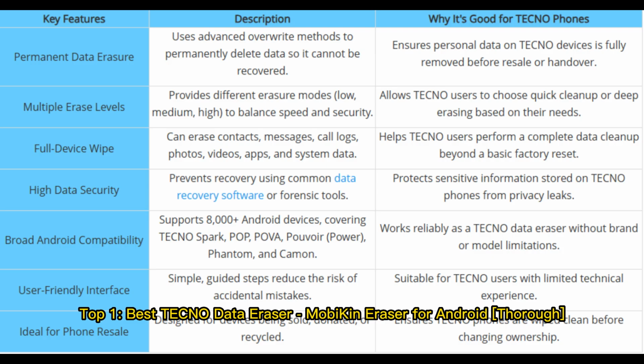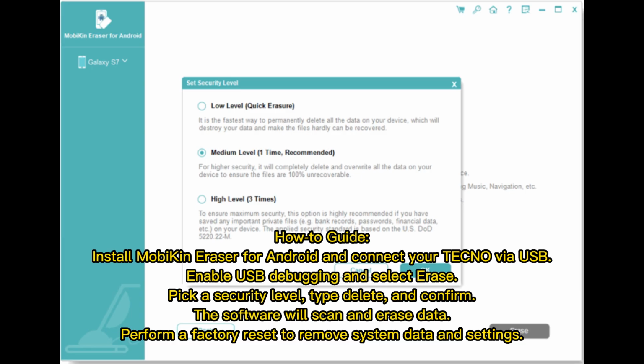Top 1. Best TECNO data eraser, MobiKin Eraser for Android. Thorough how-to guide. Install MobiKin Eraser for Android and connect your TECNO via USB. Enable USB debugging and select erase. Pick a security level, type delete, and confirm that the software will scan and erase data. Perform a factory reset to remove system data and settings.